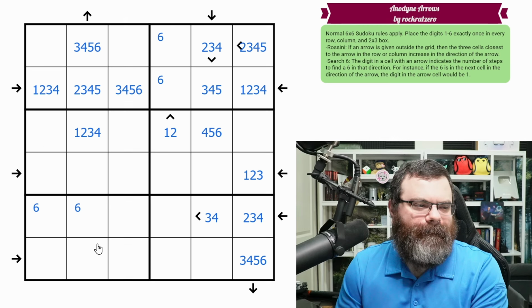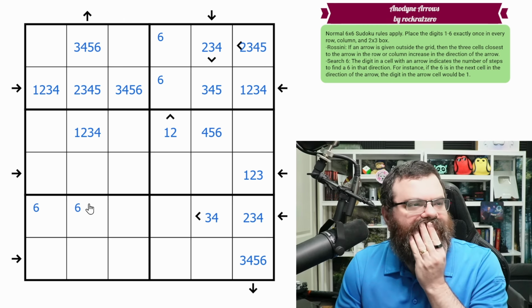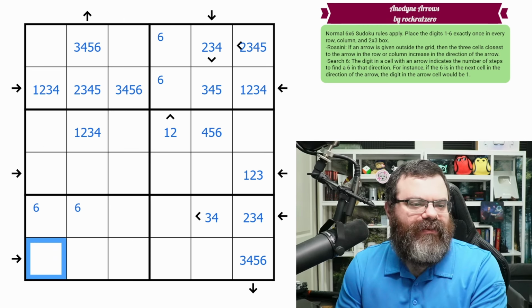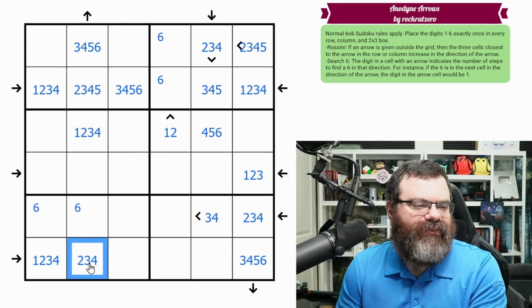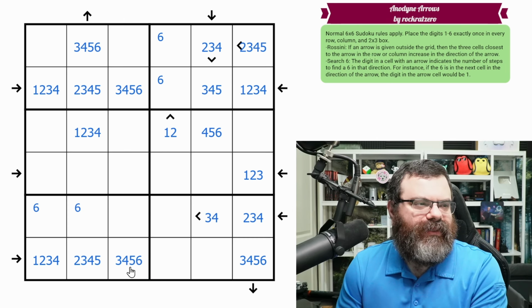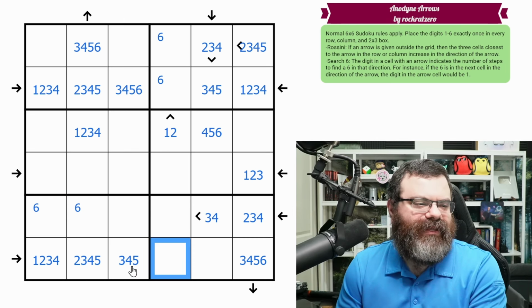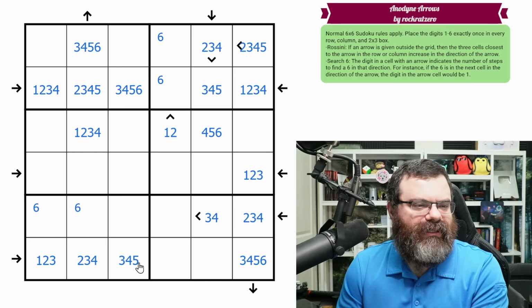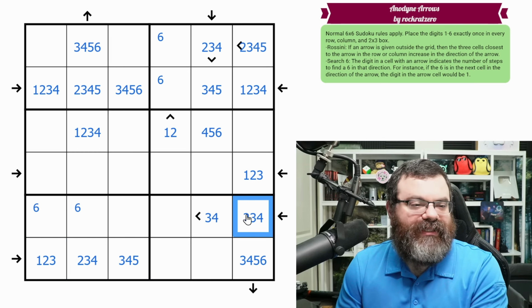I don't know if that's immediately helpful. Here we get 1, 2, 3, 4, 2, 3, 2, 3, 4, 5, 3, 4, 5, 6. Oh, this can't be a 6 because the 6 is up here. So that can't be a 5, that can't be a 4. We're increasing this way. This can't be a 4 because we're increasing this way, meaning this can't be a 3.